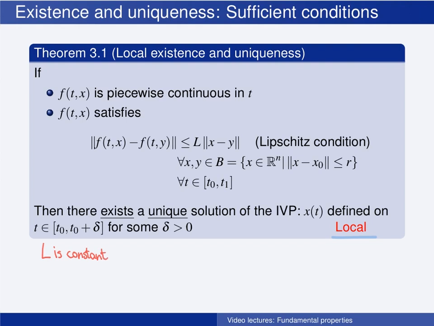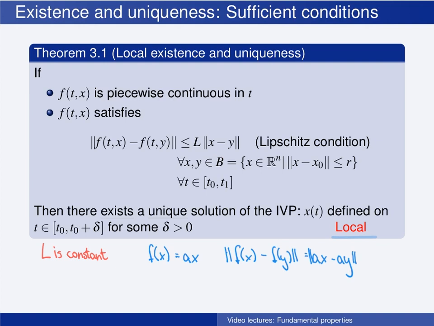To illustrate this, we can check this condition for the simple linear scalar function f of x equals a times x, where a is a scalar. We first find the difference between f evaluated in x and f evaluated in y, and then we take the norm of this. So f evaluated in x is ax, and f evaluated in y is ay, and we have the difference and we take the norm of this. And we want to relate this to the norm of x minus y.